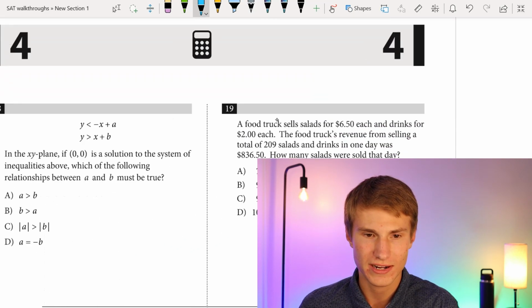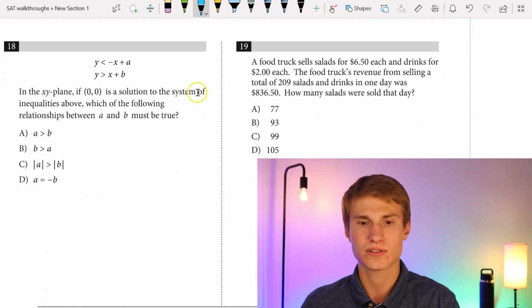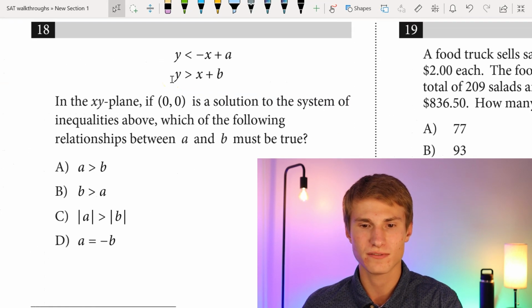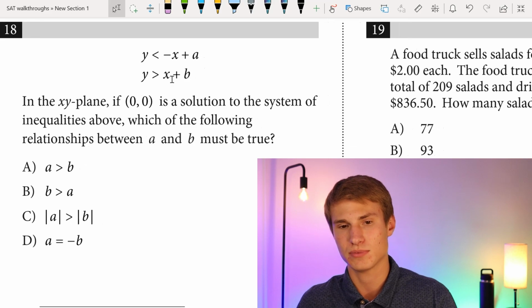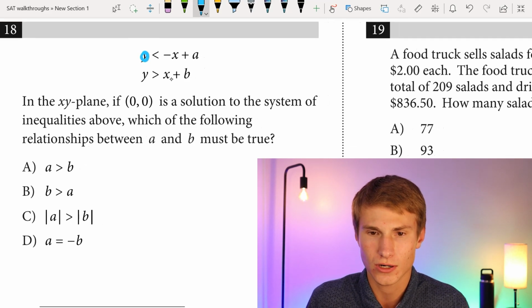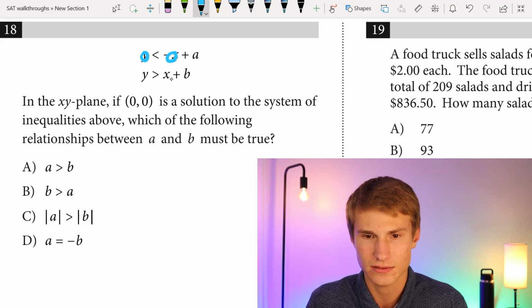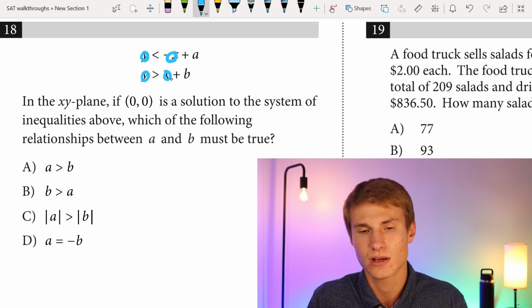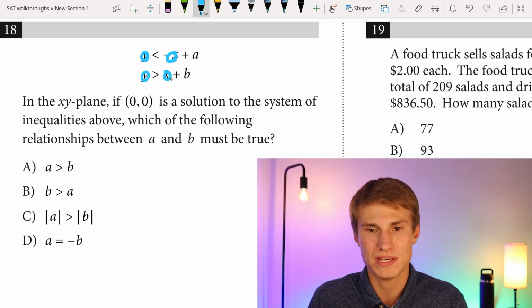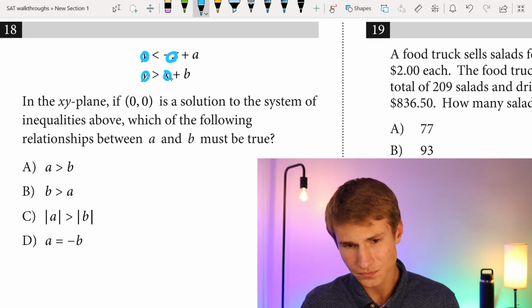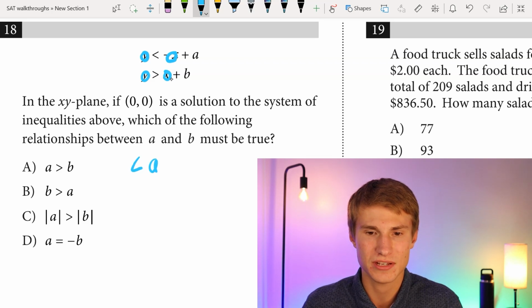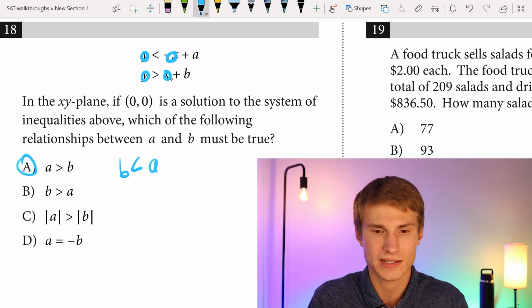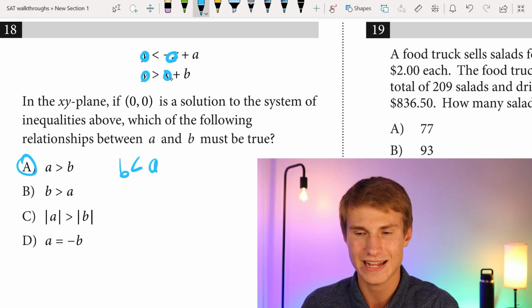All right, moving on to number 18 now. We've got an xy-plane. If (0, 0) is a solution to the system of equations above, which of the following relationships between A and B must be true? Well, let's go ahead and plug in 0 and 0. We see that A has to be positive. We can plug in 0 and 0 here, and we see that B has to be negative. So if A has to be positive and B has to be negative, then we know that A has to be greater than B, because A is positive and B is negative. So our answer for number 18 has to be A.